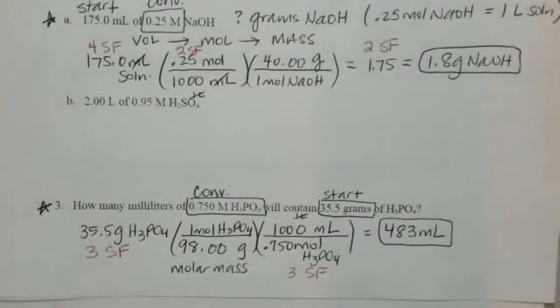So what we just calculated is, if I had this solution concentration, 0.750 moles per liter, and I wanted to know essentially what volume of that would contain 35.5 grams. So what I first had to do was figure out how many moles that is. 35.5 grams divided by 98, that'll tell me how many moles. And if I know that there's 0.750 moles in every liter, that means for the number of moles that I want, I would only have to use about half a liter, so 483 milliliters.